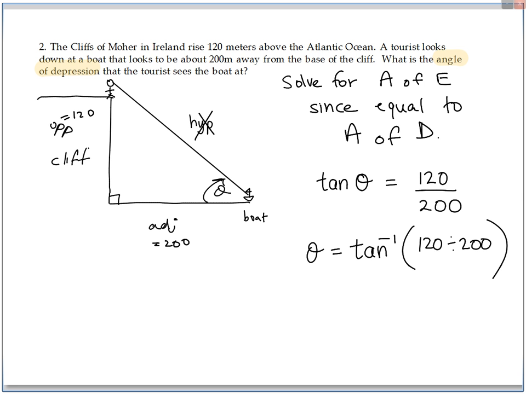That little -1 in the power, it's not actually a power. It's just a symbol for inverse. It's like the opposite of tan. What do you guys get? 120 dividing 200. 31. And it's degrees because it's angle. Okay? So that equals angle of depression. 31.